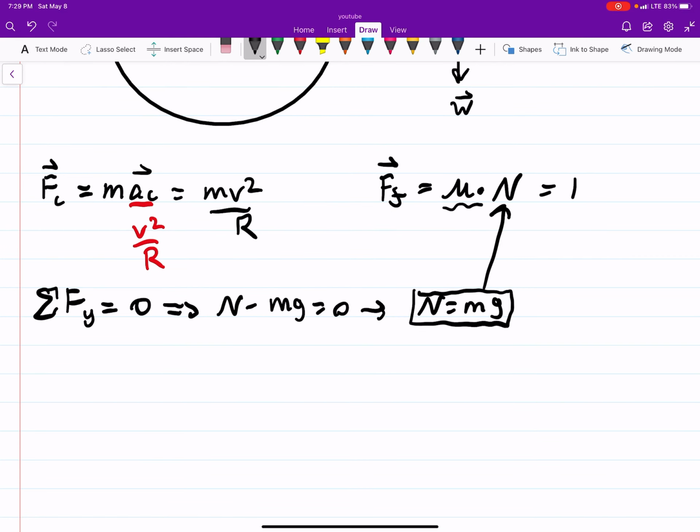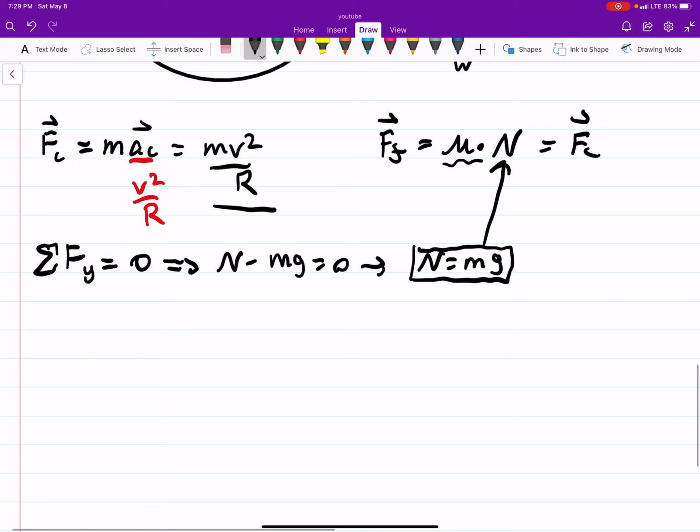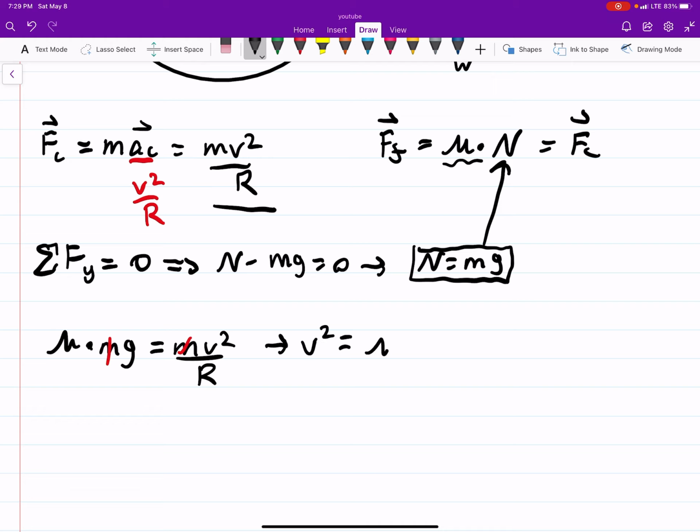And this, like I said, is our centripetal force. So I can plug that in over, set it equal to this. So mu times the normal, which is mg, is equal to mv squared over r. Now I think the question wanted speed. So, okay, the masses drop. And you can multiply the r over, and you get mu times g times r. And then if you take the square root, you get the square root of mu times g times r.